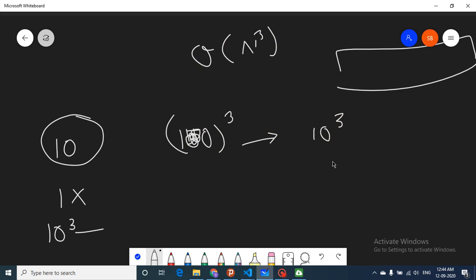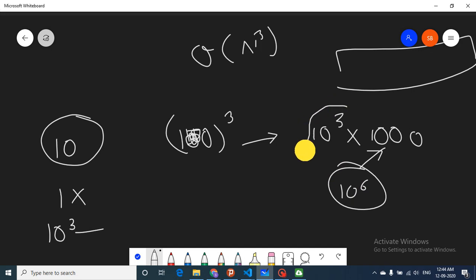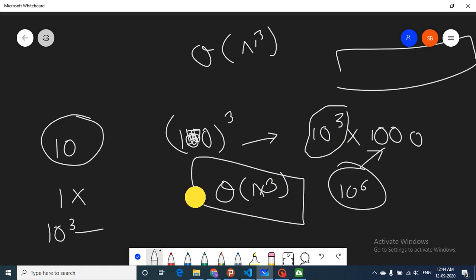If it becomes 10 to the power 3, and even if I multiply 1000 test cases in this, then it will become up to 10 to the power 6. What does this mean? That I can do at most a maximum of O of n cube time complexity in this. I can use it like this.